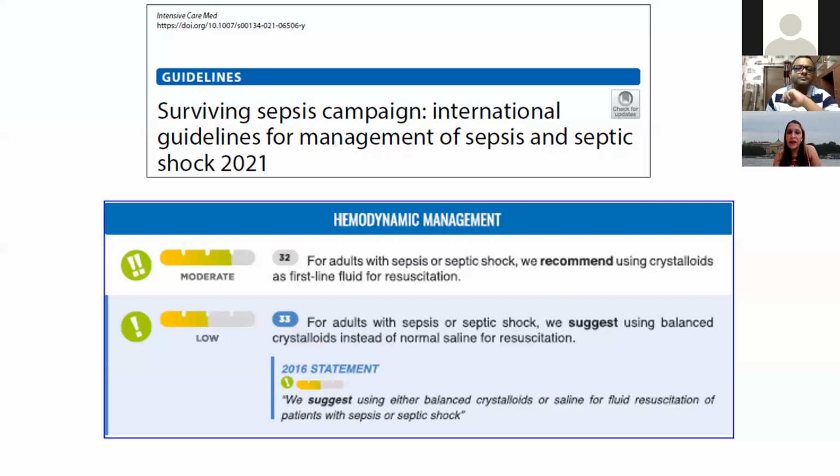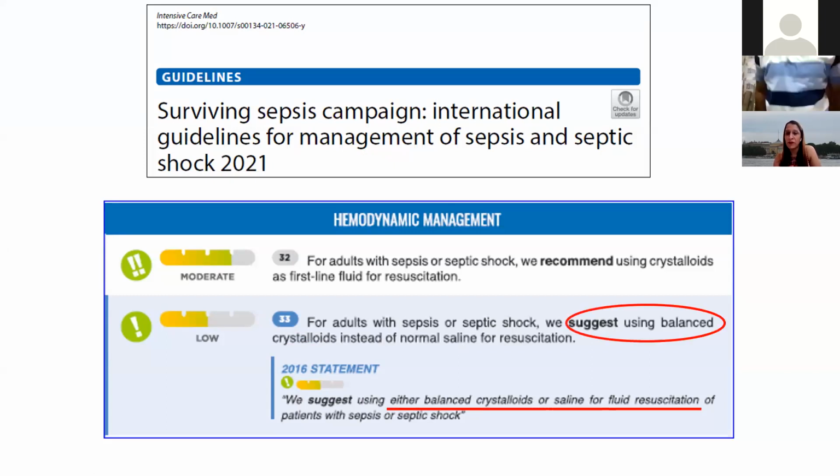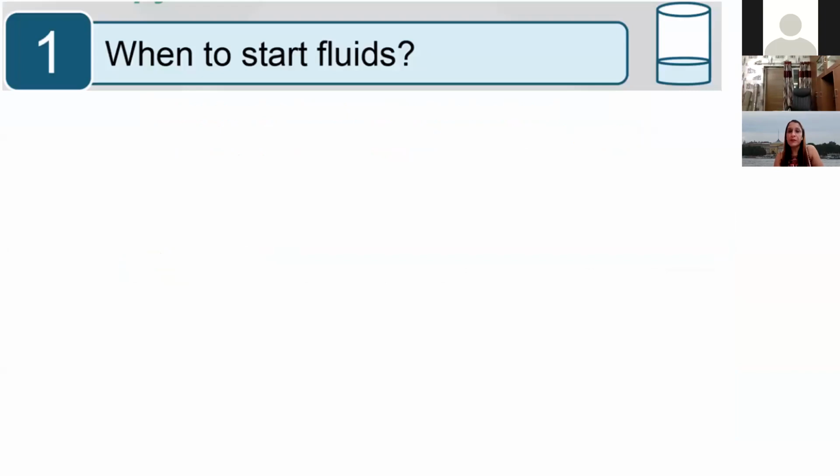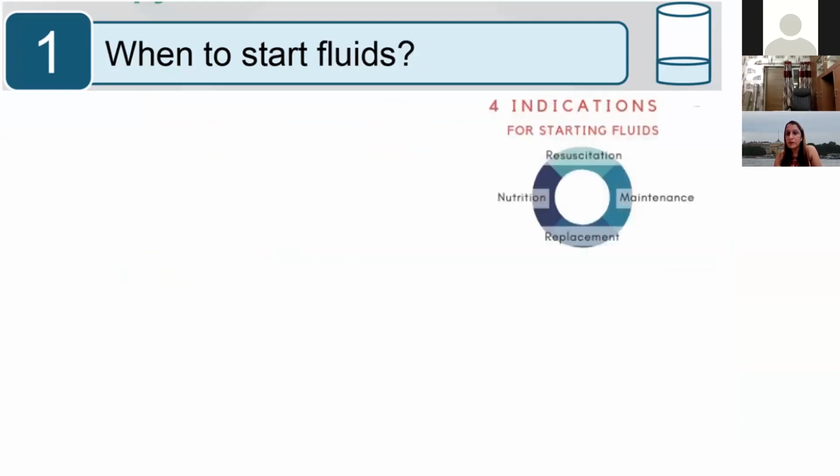Even the Surviving Sepsis Campaign 2021 suggested using either balanced crystalloids or saline for fluid resuscitation. Now the suggestion is using balanced crystalloids instead of normal saline. So the normal saline has to be ruled out. So the question is now when to start fluids. Dr. Ritesh has very nicely enumerated when to start fluids and how to use hemodynamic monitoring, especially to start fluids. But we must keep in mind that there are basically 4 indications for starting fluid: resuscitation, maintenance, replacement, and nutrition.